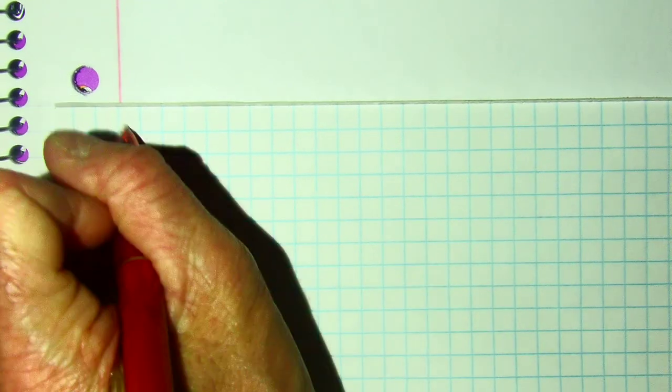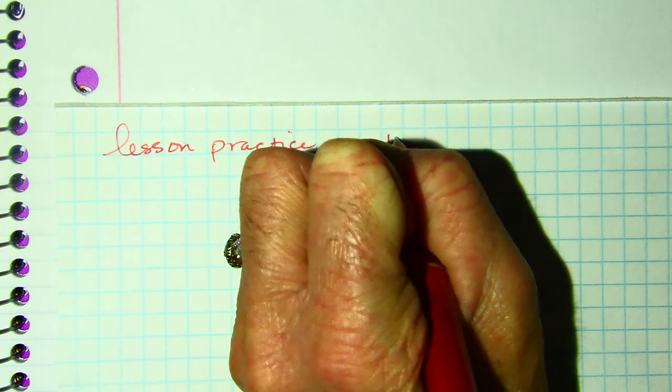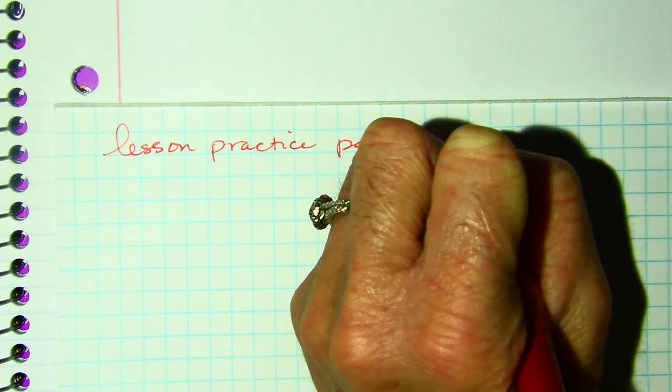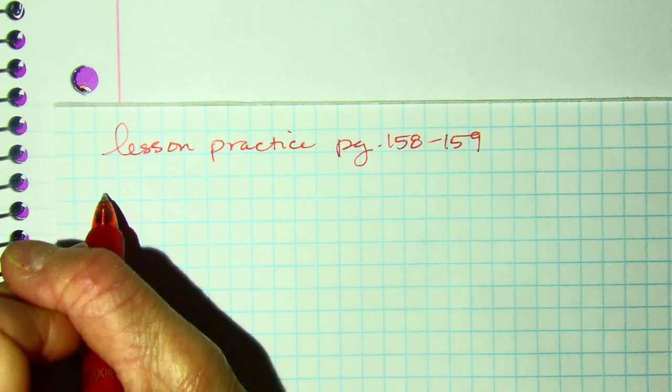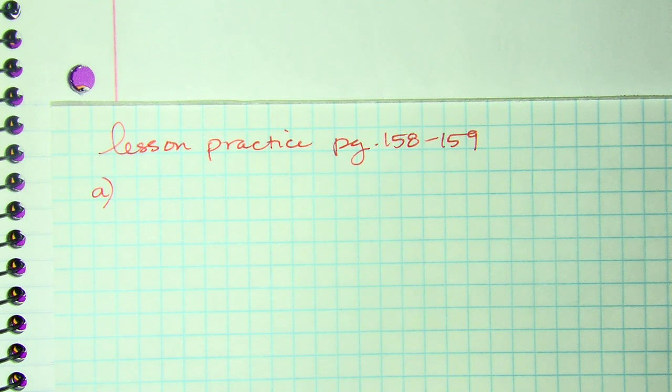Okay, so let's jump into our lesson practice, which is on pages 158 through 159. All right, and let's jump into part A. Part A says to graph and state the domain and range. So we're going to do that.